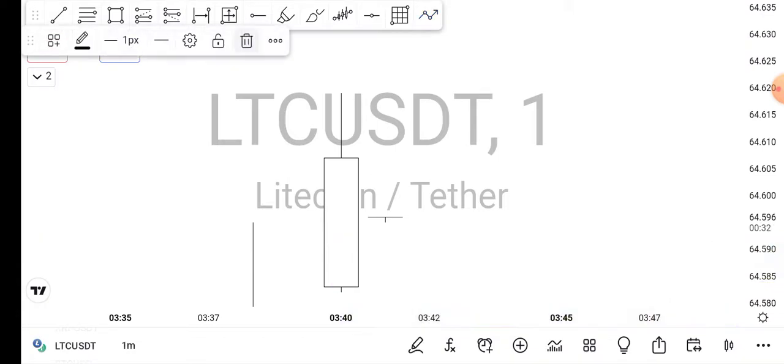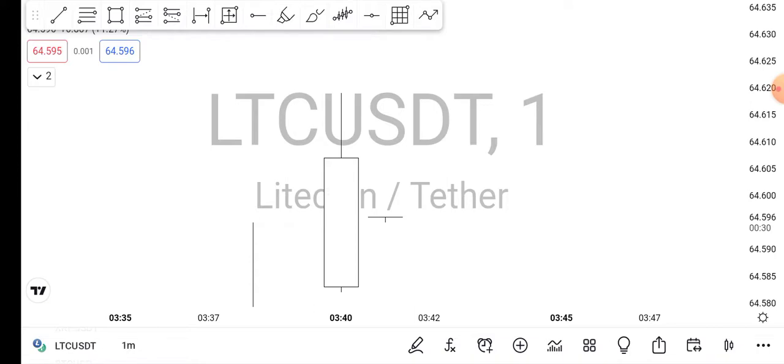So showing the movement for a period of 1 minute.